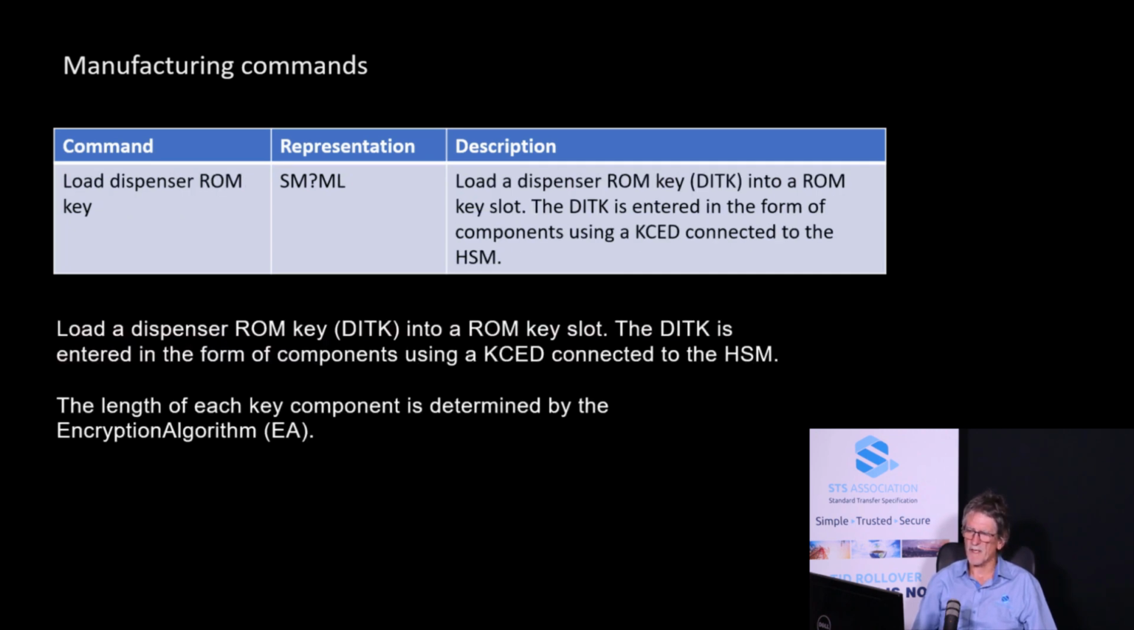Load dispenser ROM key, SMML. That loads the dispenser ROM key into the ROM key slot. The DITK is entered in the form of components using that KECED device. The length of each key component is determined by the algorithm. So for EAS 7, obviously it's 16 bytes of data.